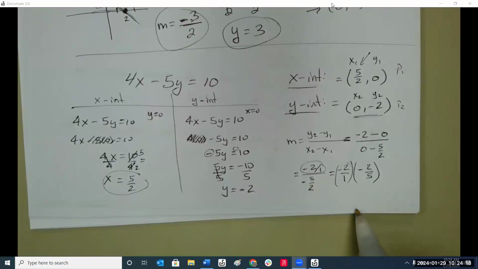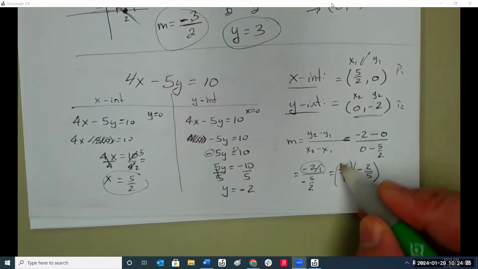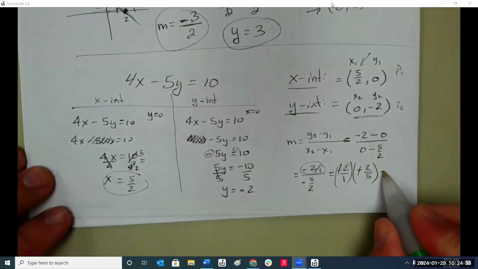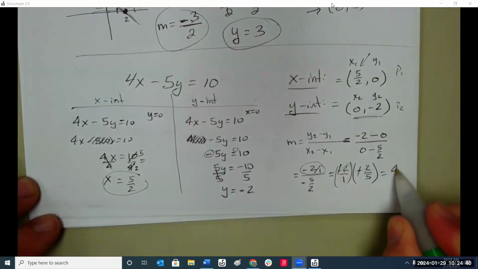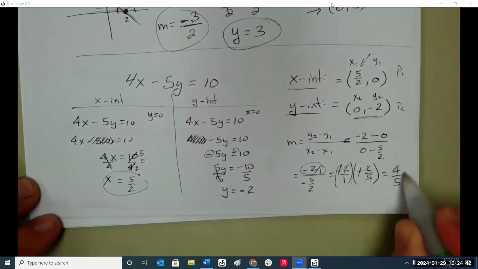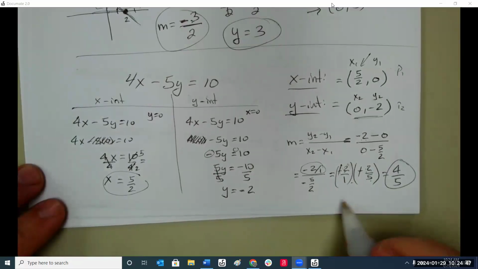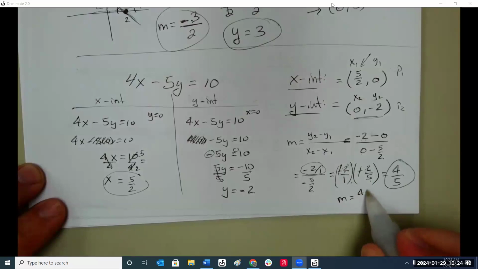Is it going to be positive or negative? Yeah, because we have two negatives, so the answer is going to be positive. Negatives cancel. Can anything cancel top and bottom? Twos are on the same side. So nothing cancels. If nothing cancels, just multiply. 2 times 2 is 4. 1 times 5 is 5. That's your slope. So your slope is 4/5.